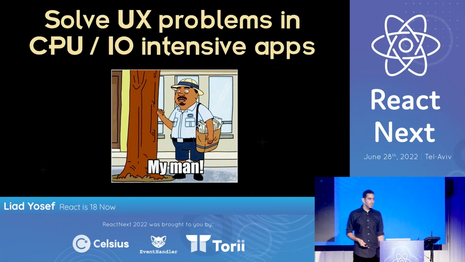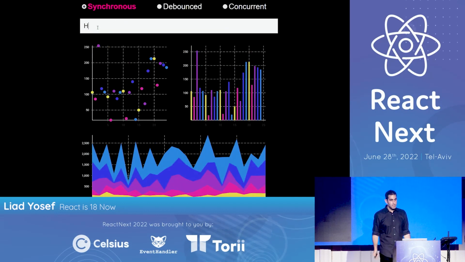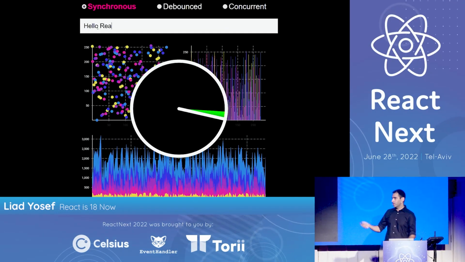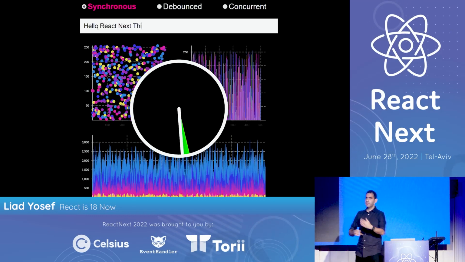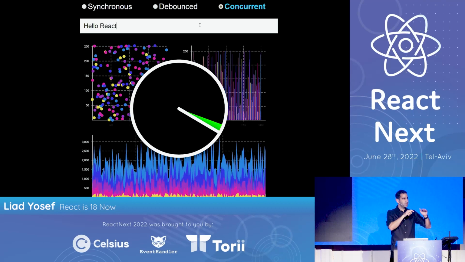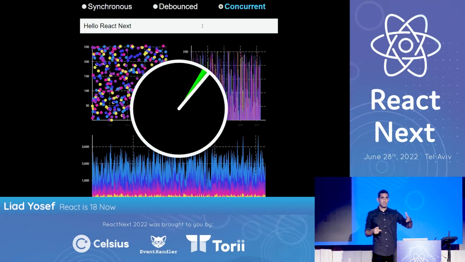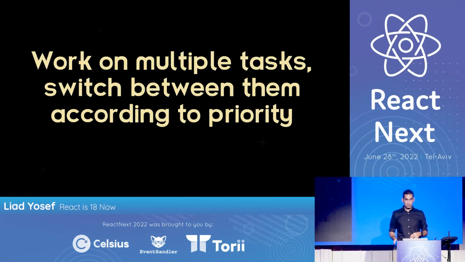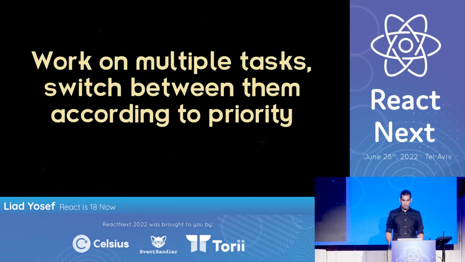Concurrent mode, in a nutshell, is a way to solve UX problems of CPU or I/O intensive apps, which allows you, like you probably know, to render parts of the tree in different urgencies or at different times. So, for example, if you type something in a text box and you want the text box to be super responsive, then concurrent mode will allow you to do that. It allows you to work on multiple tasks and then switch between them according to priority.